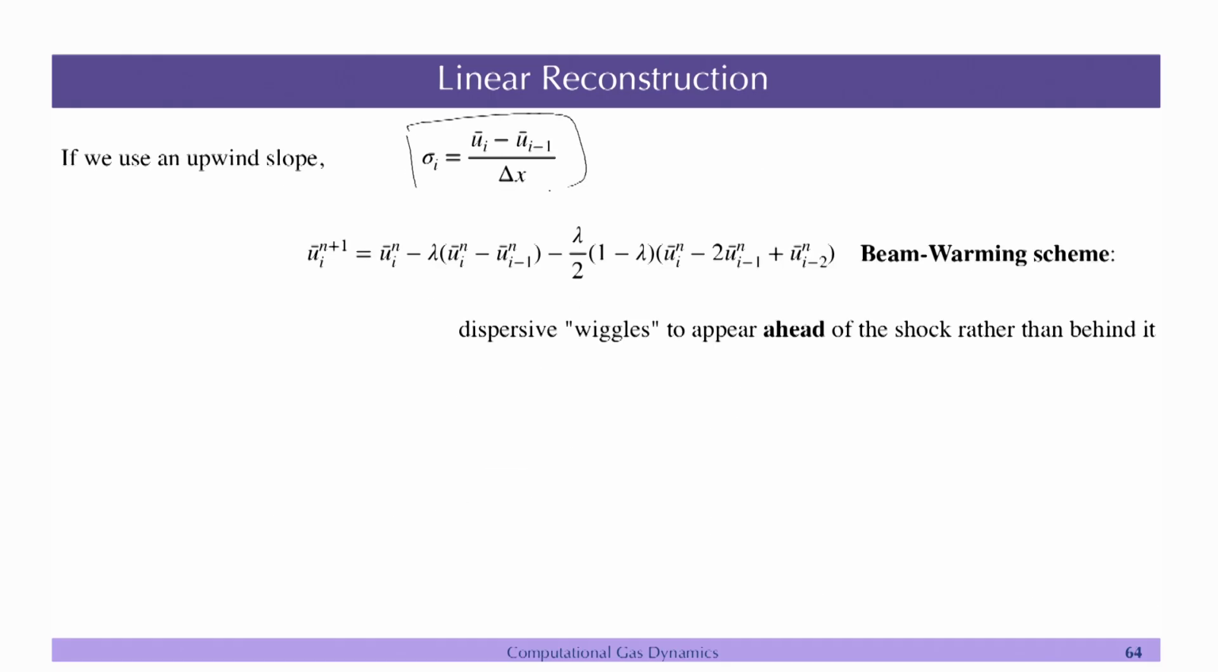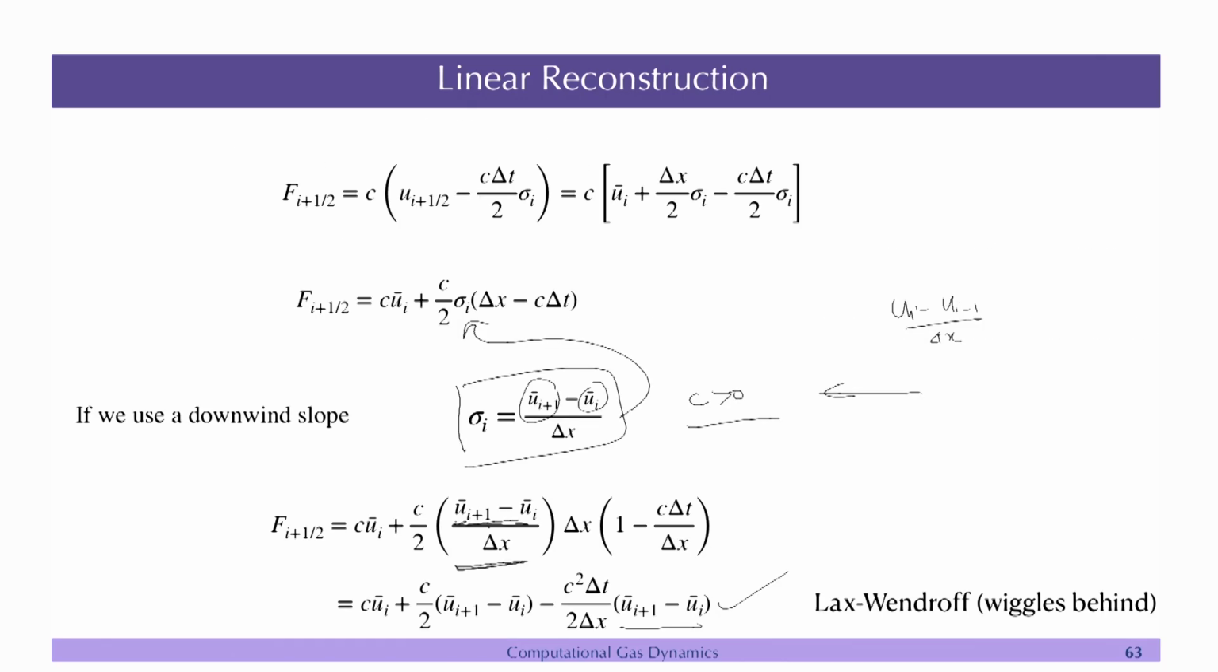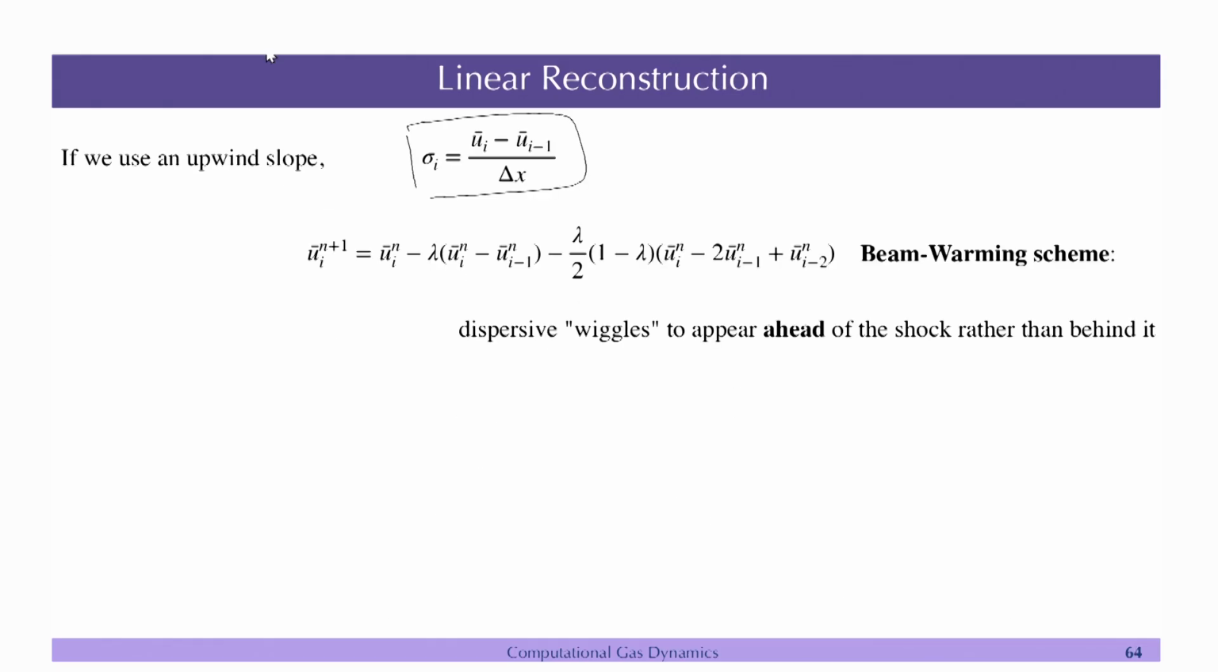So, if you have this upwind slope, then sigma I is (u_i minus u_{i-1}) by delta x. Okay. And if you put this upwind slope here in sigma I, and rearrange like I have done here, ultimately what we will get is nothing but the Beam-Warming scheme.